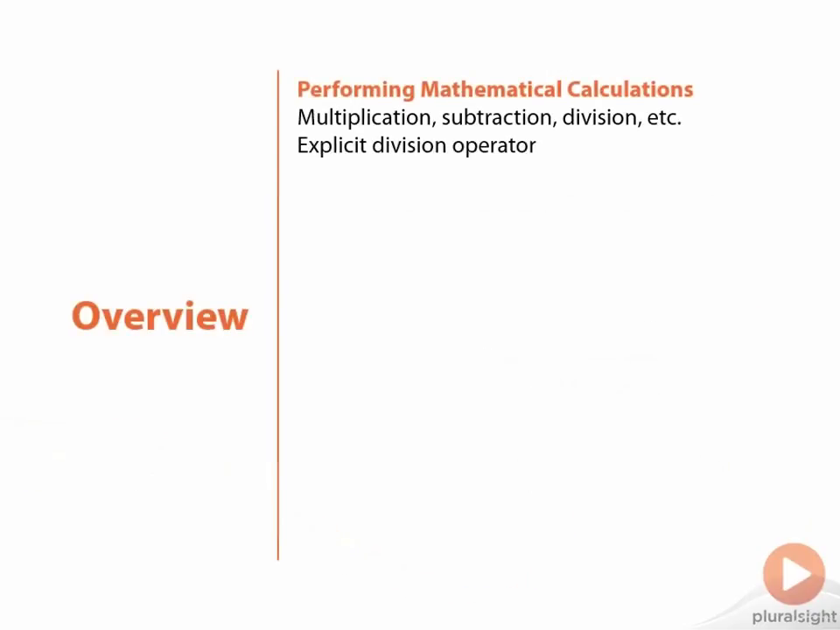So in this module, we're going to start off by looking at how we can perform mathematical calculations in our SAS file. So we'll take a look at the basic arithmetic operators such as multiplication and subtraction and division, and we'll also see that in some cases we need to make it explicit to SAS when we're using the division operator.